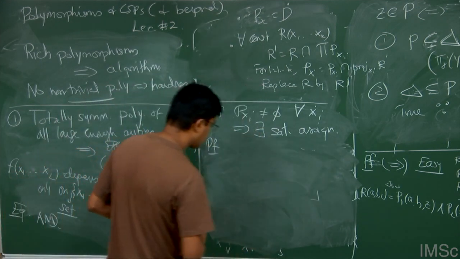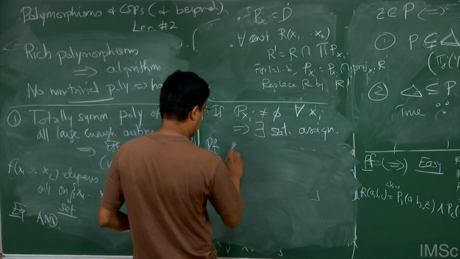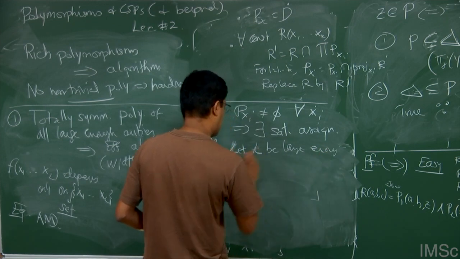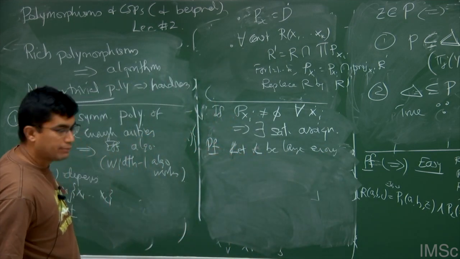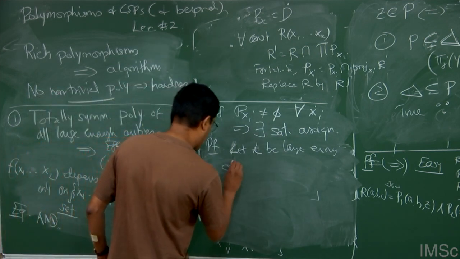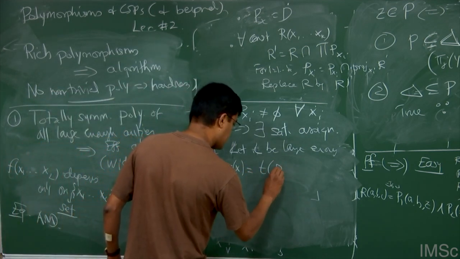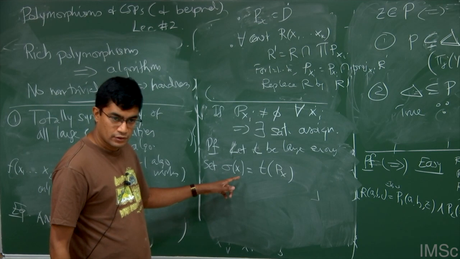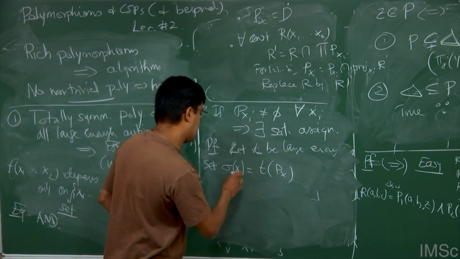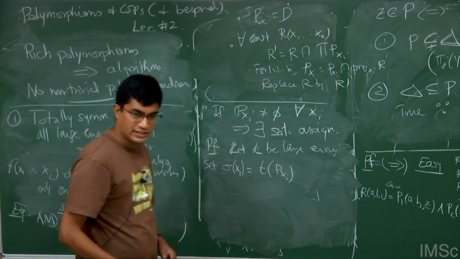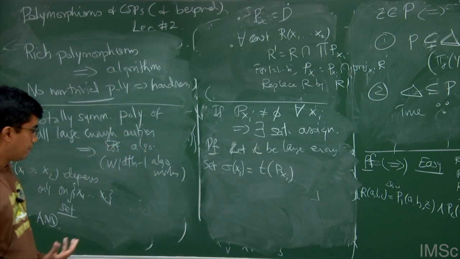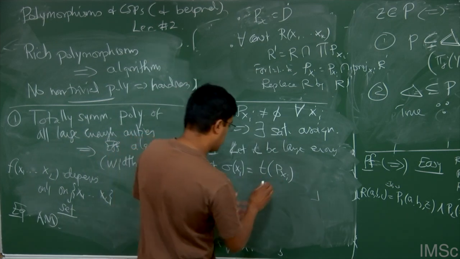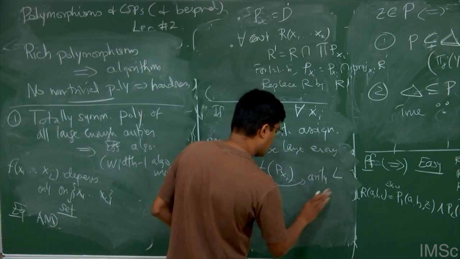Proof: let L be large enough, and then I will simply take this totally symmetric polymorphism T, and say sigma of x equals T of Px. So the assignment I give to variable x_i is sigma of P x_i. I see the set of values I get, and I simply apply T to such a thing. T is an arity L polymorphism.